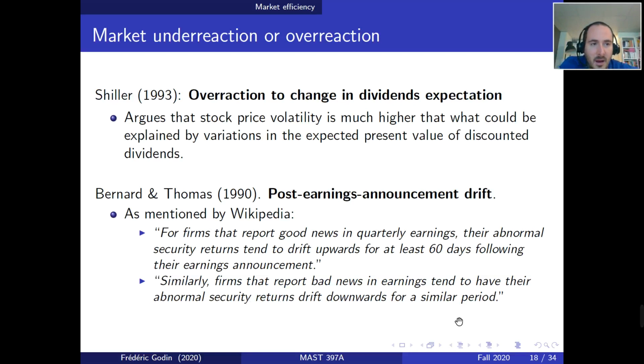Similarly, their study found that for firms that reported bad news in their earnings, instead of having a sudden downward adjustment of their price, there was a downward trend in the price over a 60 day period or a similar period. So this also indicates the presence of predictable patterns in stock prices after good or bad news in announcements about earnings were made. So this is another study which seems to be in contradiction with the semi-strong form of the efficient market hypothesis.